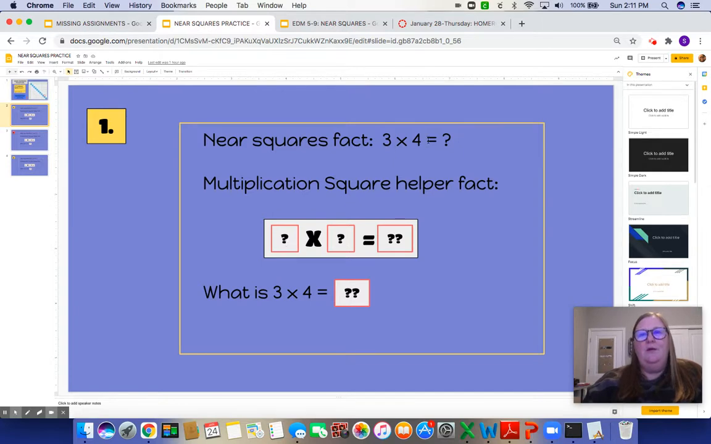So when you're using a square fact, if you have the factors 3 and 4, you're either going to use 3 times 3 or you're going to use 4 times 4, because you want to use a multiplication square that is in the problem. So you're going to do 3 times 4. You're also going to practice 7 times 6. And the last one is 9 times 8.